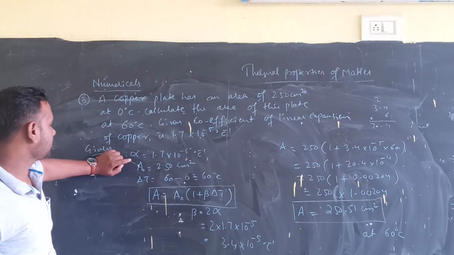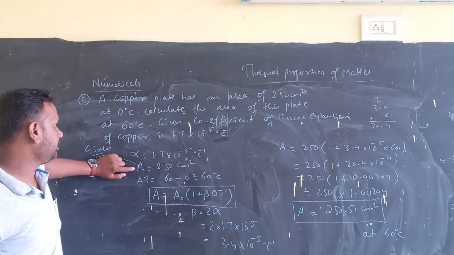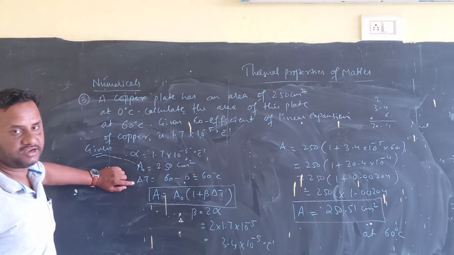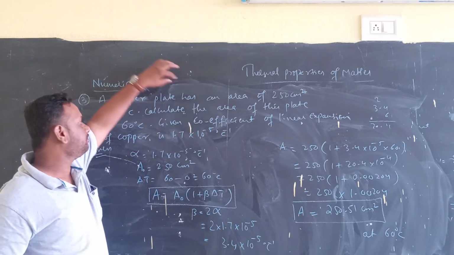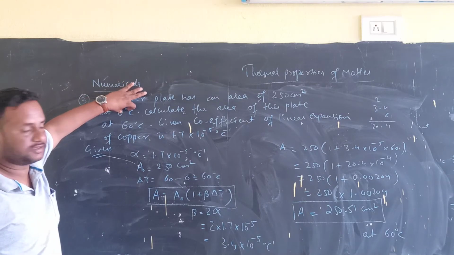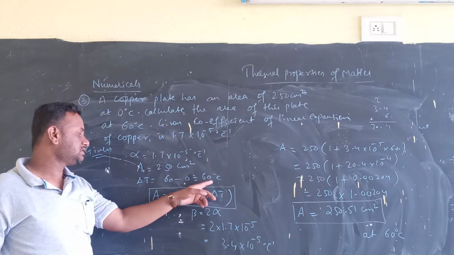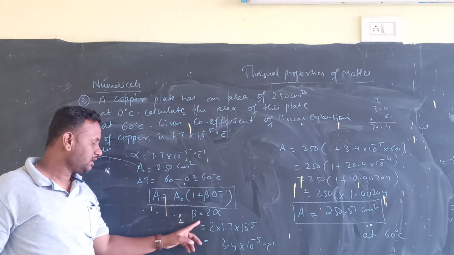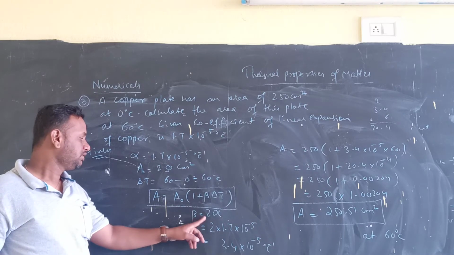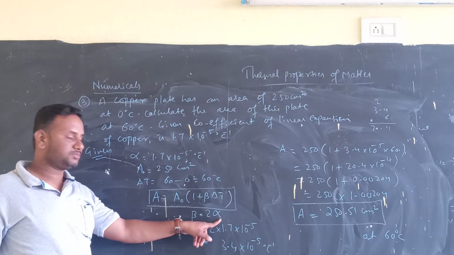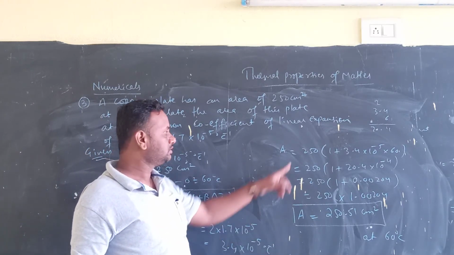Okay. So here he has given the alpha value, the initial area, and the change in temperature from 0 degrees Celsius to 60 degrees Celsius. Initial temperature is 0 degrees Celsius. Final temperature is 60 degrees Celsius. 60 minus 0 is 60. Using this expression, we can find this beta using this relation. Beta is equal to twice the coefficient of linear expansion, which I got here as 3.4 into 10 to the power of minus 5. So we can substitute.